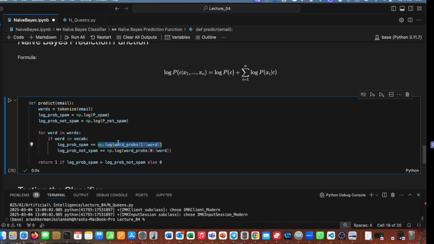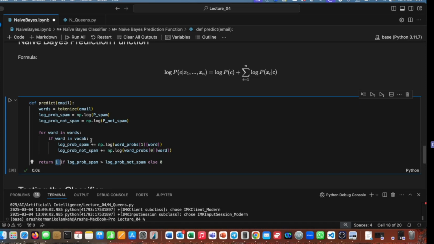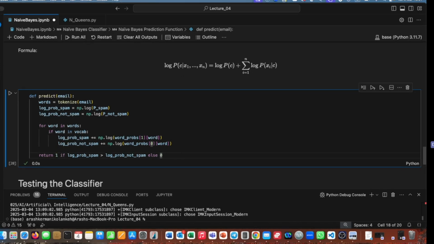Then you accumulate these logs. At the end, you will have the probability of spam and the probability of not spam. You see which of them is bigger. You report that class. This is argmax. This is the argmax happening here. I will put a comment here and then share this code with you.